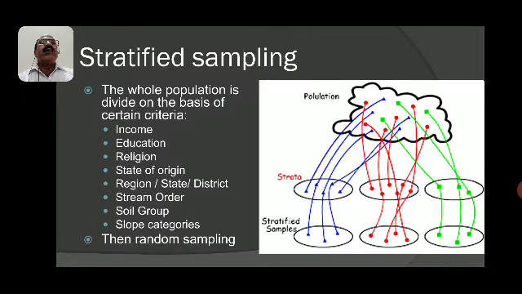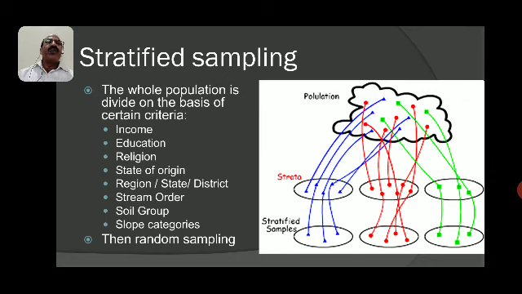Then next is stratified sampling. It is basically to compartmentalize the whole population on the basis of certain criteria. The whole population is divided on the basis of criteria like income: high income group, medium income group, low income group, but the total population is there within. Education: primary education, secondary education, higher secondary education, then higher education. Religion, different types. State of origin: suppose you are looking for migrants, then which state they belong to. Region, state or district, so you can classify accordingly.